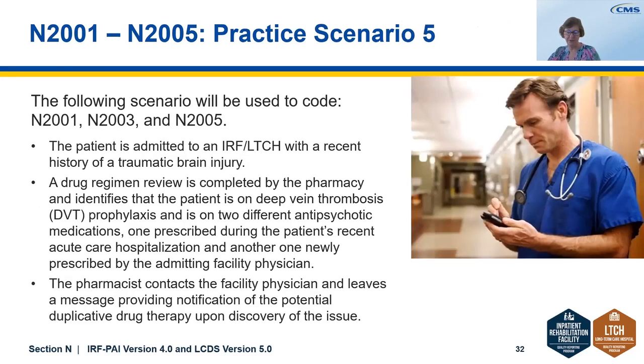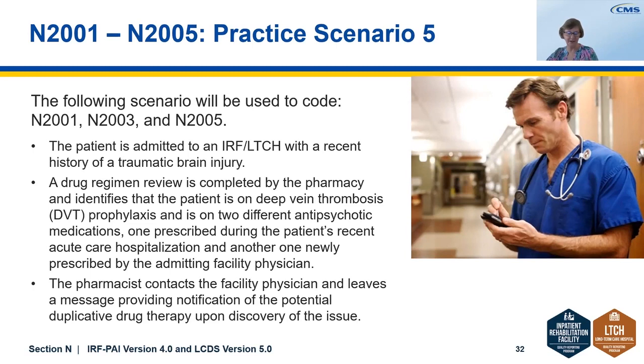Next, we will review a different scenario using these same items. Again, this scenario will be used to code N2001, N2003, and N2005. In this scenario, the patient is admitted to an IRF-LTAC with a recent history of a traumatic brain injury. A drug regimen review is completed by the pharmacy and identifies that the patient is on deep vein thrombosis prophylaxis and is on 2 different antipsychotic medications, one prescribed during the patient's recent acute care hospitalization, and another one newly prescribed by the admitting facility physician.